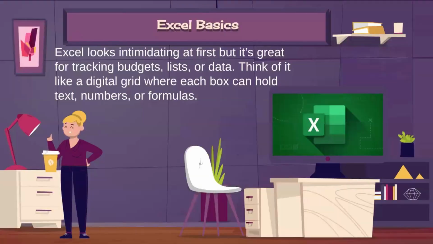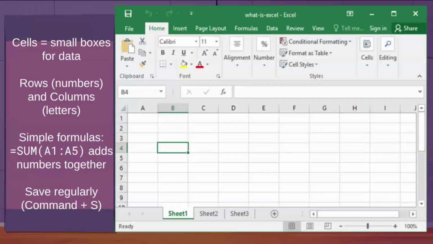Excel Basics. Excel looks intimidating at first, but it's great for tracking budgets, lists, or data. Think of it like a digital grid where each box can hold text, numbers, or formulas. Cells are the small boxes for data. Rows are the numbers, and columns are the letters. Use simple formulas to add numbers together, and save regularly. You can press Command plus S.